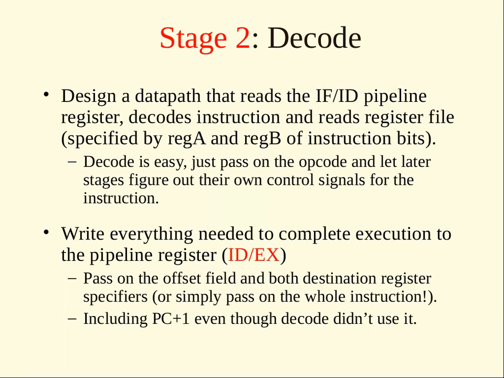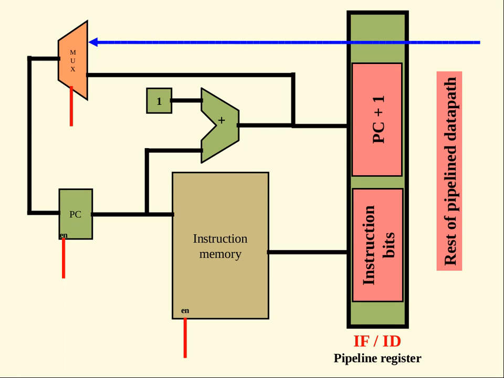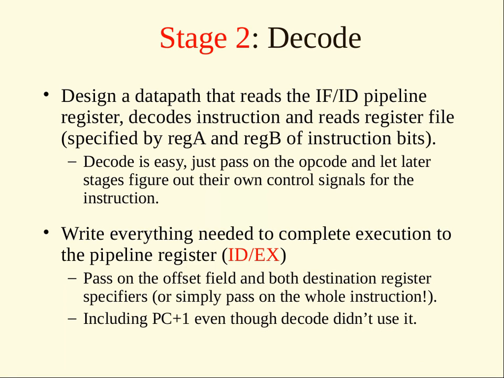Good. I'm glad this is a review. So decode, we have two things going to decode. What are the two things going to decode? The instruction bits and the PC plus 1. Everyone got it? All right. So we're going to read the IFID pipeline register, aka the instruction bits and PC plus 1, and then we're going to read the contents of register A and B, and then store them. And then pass along PC plus 1. That's all we're going to do.